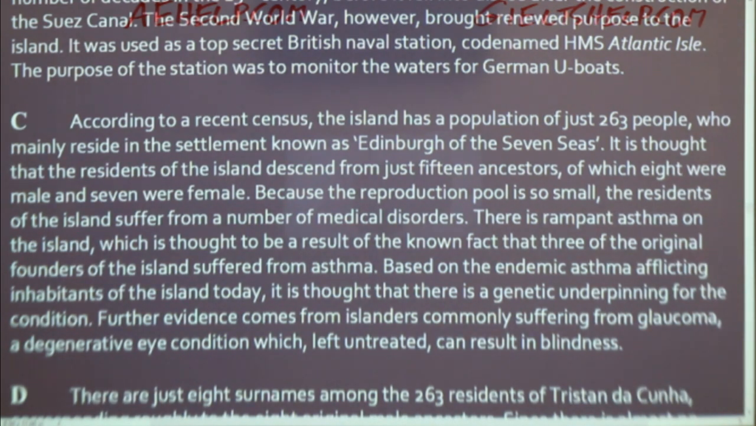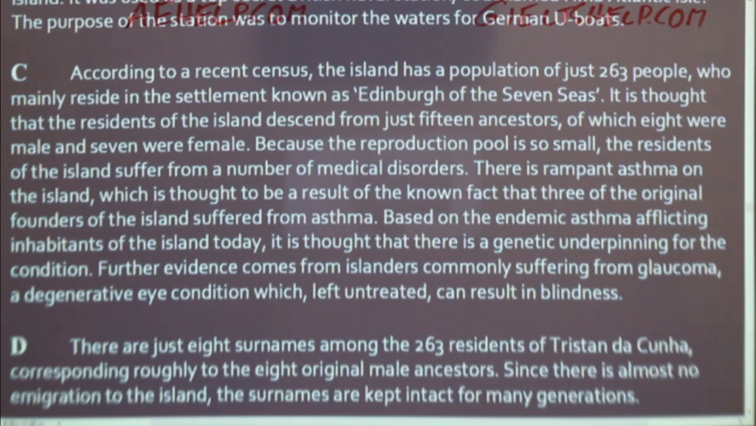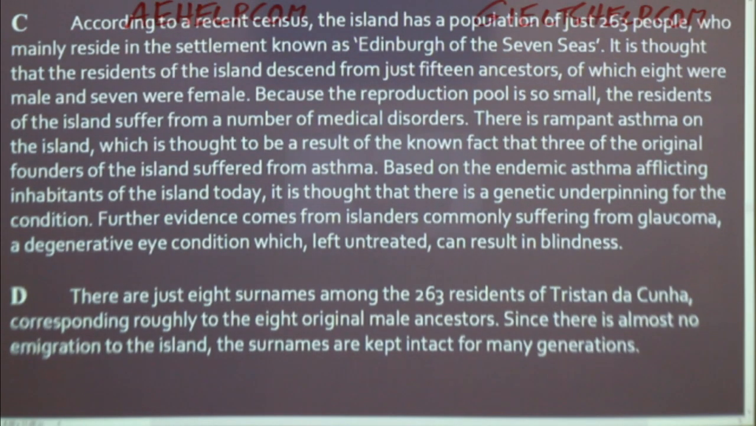It is thought that the residents of the island descend from just 15 ancestors, of which 8 were male and 7 were female. Because the reproduction pool is so small, the residents of the island suffer from a number of medical disorders. There is rampant asthma on the island, which is thought to be a result of the known fact that 3 of the original founders of the island suffered from asthma. Based on the endemic asthma afflicting inhabitants of the island today, it is thought that there is a genetic underpinning for the condition. Further evidence comes from islanders commonly suffering from glaucoma, a degenerative eye condition which, left untreated, can result in blindness.